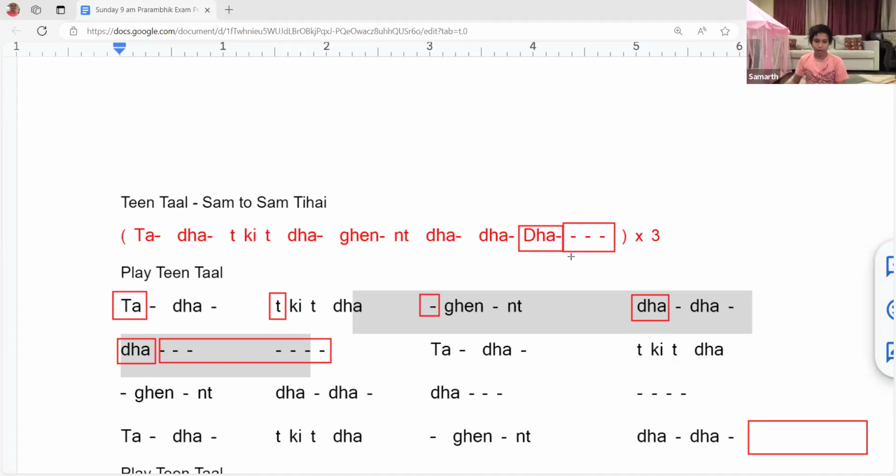Ki da ge da 1 2 3 1 2 3. No, no, no. Why are you changing the 1, 2, 3 speed? 1, 2, 3, 1, 2, 3, 4. Go with the same pace. Don't change the speed. Ta a dha a ta ki ta dha a ge en ta da 1 2 3 1 2 3 4 ta a dha a.